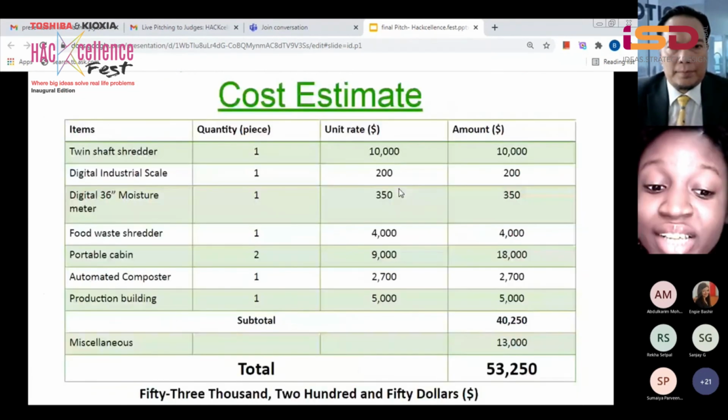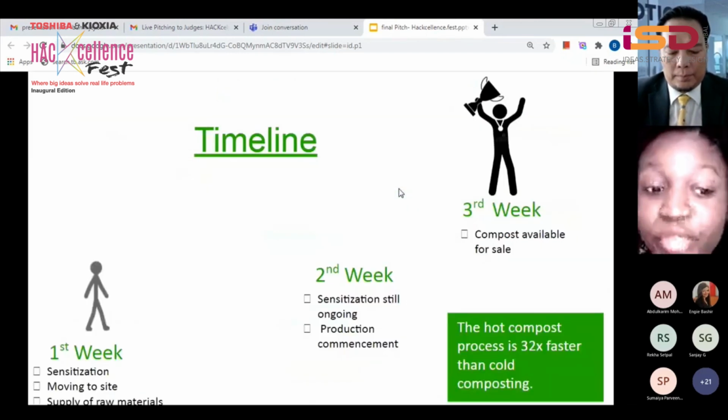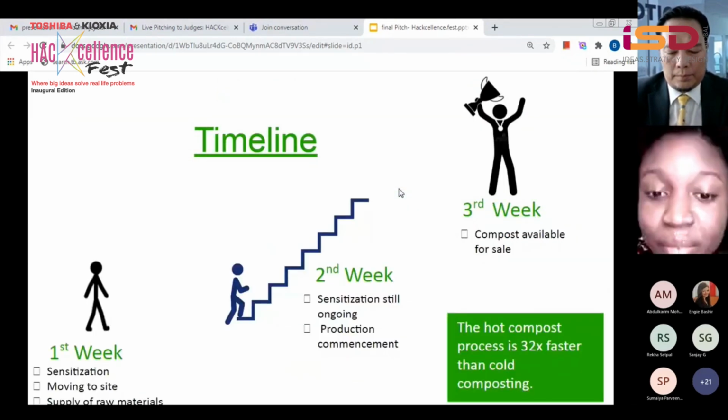We project a cost estimate of $53,250. Our timeline: first week, sensitization, moving to site, supply of raw materials. Second week, sensitization is still ongoing, production commencement. Third week, compost available for sale.